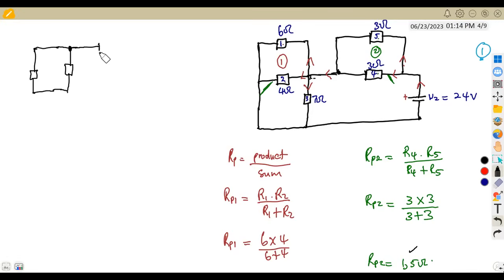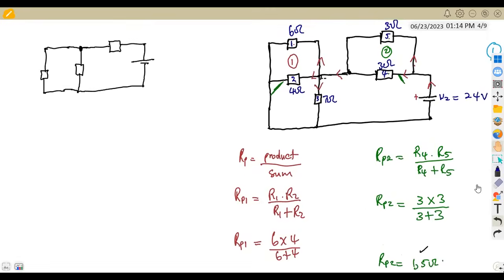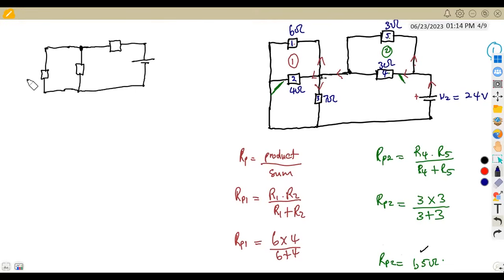So here we are going to have a single resistor, but also connected to a voltage source. This is connected to a voltage source of 24 volts, which is our V2. So this is what you're going to have at the end. We said the first parallel combination, this is our RP1, which is 2,4 ohms. So this was our RP1, which is 2,4 ohms.